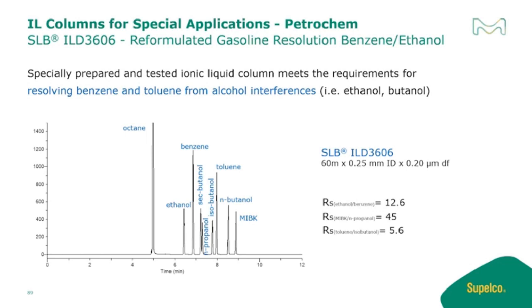So what we did is we got involved in a round robin study a number of years ago, and basically what I'm showing you is the standard that was used in that particular round robin. And you can see very good resolution, very good peak shape of ethanol from benzene, also very good resolution from MIBK and propanol, and toluene and isobutanol. So all very good peak shape, easily quantified.